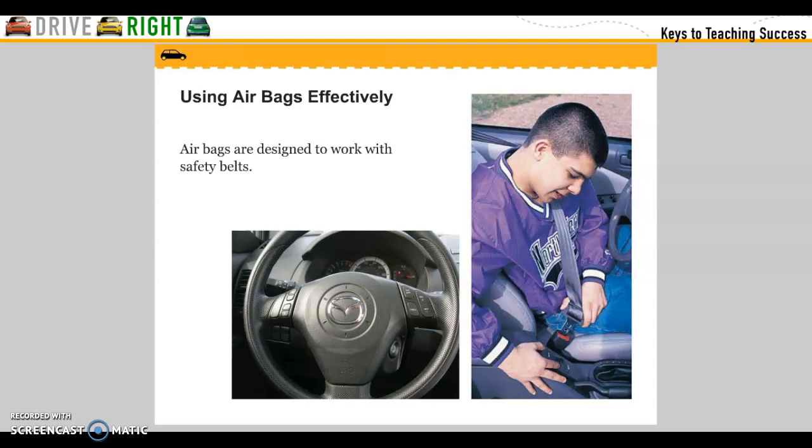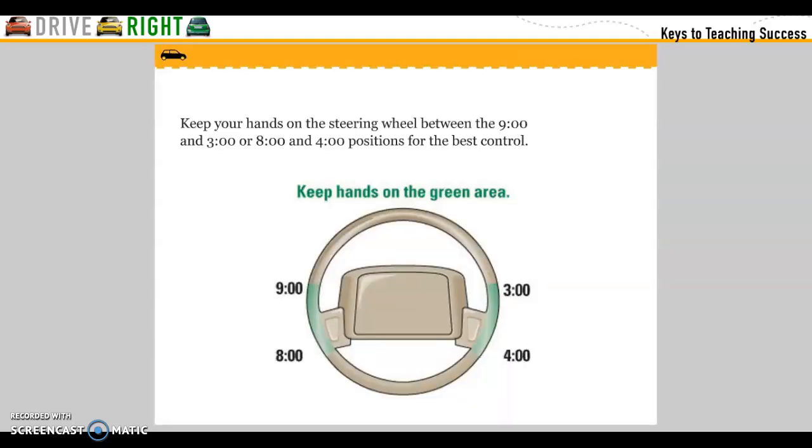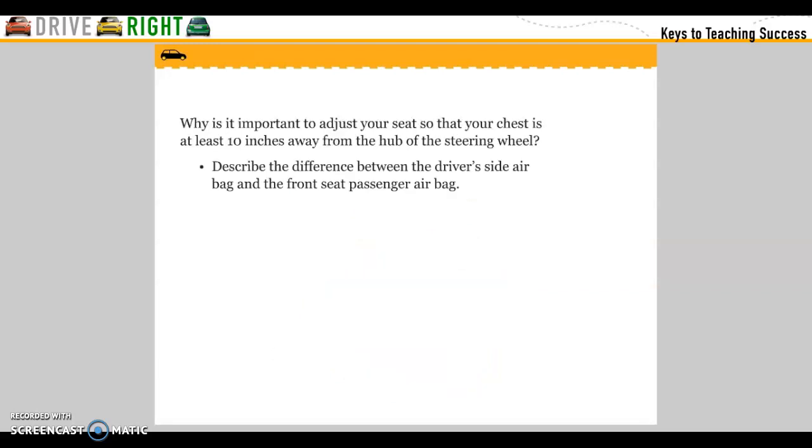Using airbags effectively. Airbags are designed to work with safety belts. Keep your hands on the steering wheel between 9 and 3 or 8 and 4 position for the best control. Why is it important to adjust your seat so your chest is 10 inches away from the hub of the wheel? Describe the difference between driver's side airbags and front seat airbags.